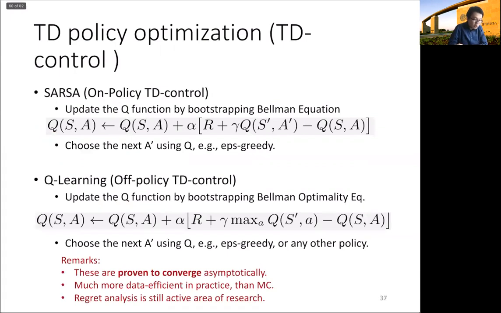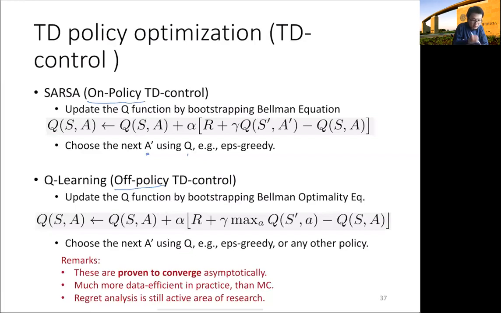So we can also do temporal difference policy optimization. There are two different approaches. One is called on-policy policy optimization, the other is called off-policy policy optimization. On-policy policy optimization, called SARSA, involves always changing the policy that you take your next action. You basically choose the next action according to some function of this Q.